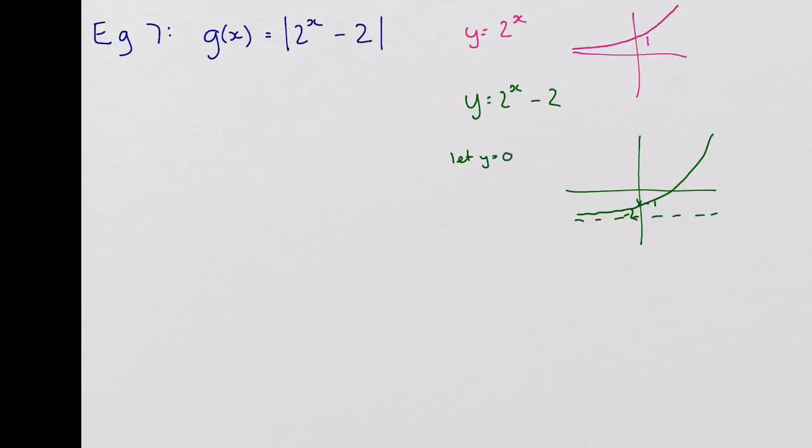So if y equals 0, then we have 0 equals 2 to the x minus 2. Therefore, 2 to the x equals 2. So x equals 1. So we know that that value is 1. All right, now let's look at the absolute. Remember, because there's no negative here, because there's no constants here translating it up or down, the entire right-hand side is an absolute, which means whatever is negative needs to be reflected up.